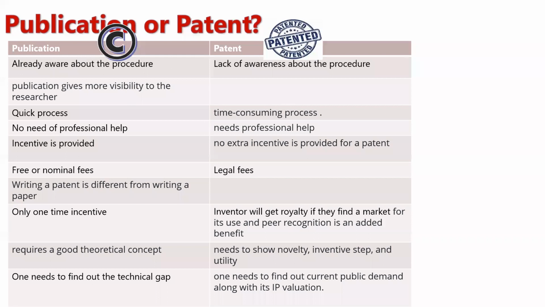And the publication is easy, you already know the procedure. Patent you don't know, so you need help. But now the government made it easy by establishing the IPR cell, so you can directly go there. But as I said, it includes some legal issues, so you have to be very conscious that you should not be totally dependent on the IPR cell team or on the attorney. You should also know what you are writing in the patent, and it should not cover the other person's work, meaning it should not infringe. That you should know.